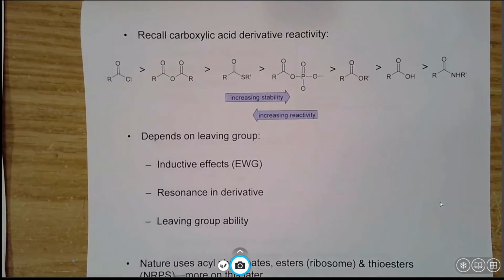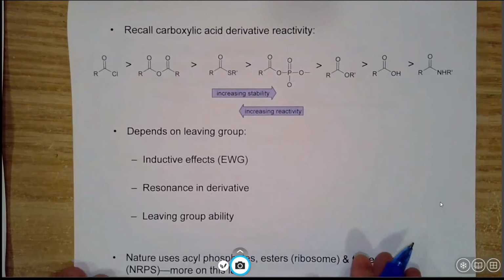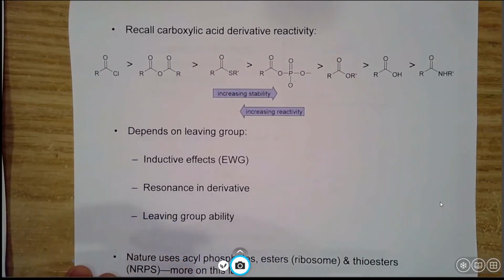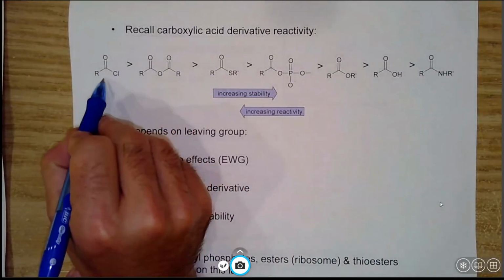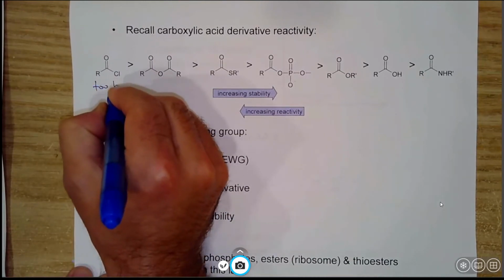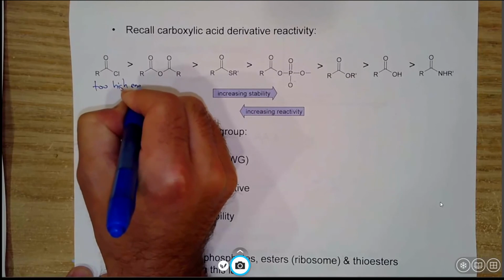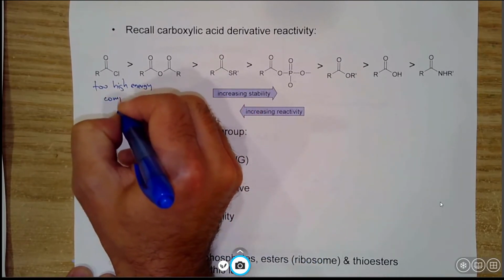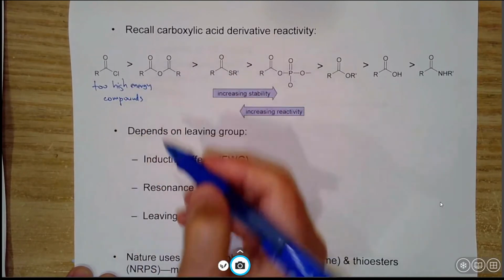So let's talk about carboxylic acid derivative reactivity. All right, so you've learned in second year carboxylic acid derivatives, and this is a trend that we're going to talk about with respect to comparing stability to increasing reactivity. So we just talked about acyl chlorides and anhydrides, and I just told you that these are two high energy compounds. They're actually very useful in the organic chemistry lab. But yeah, they're very reactive and you don't get very good selectivity.